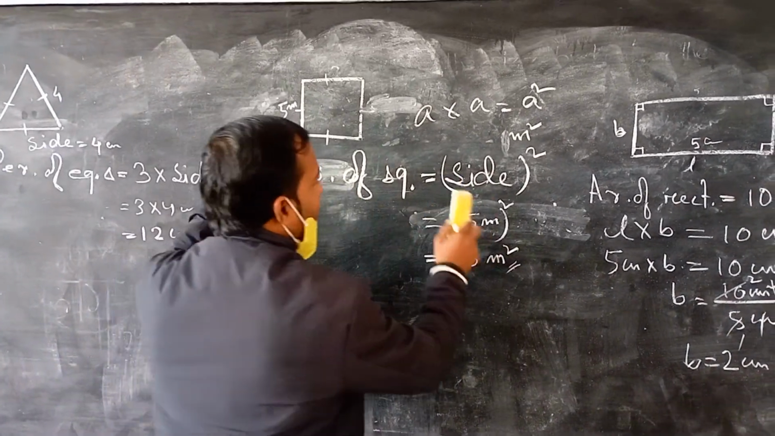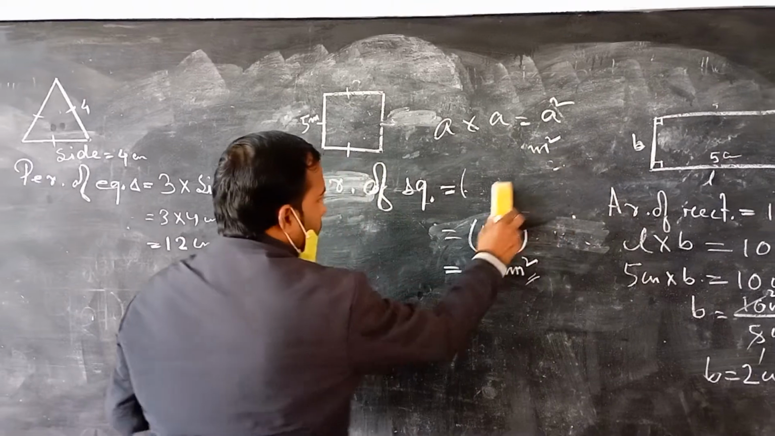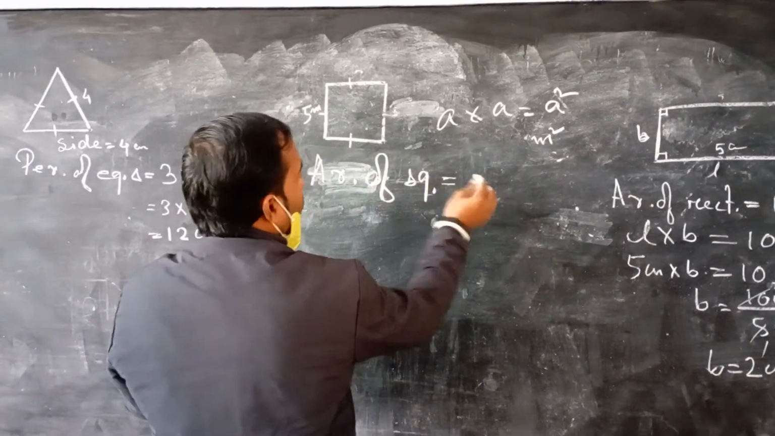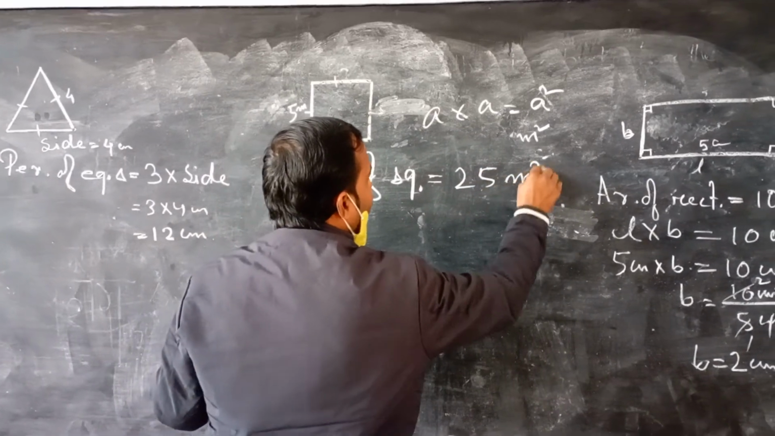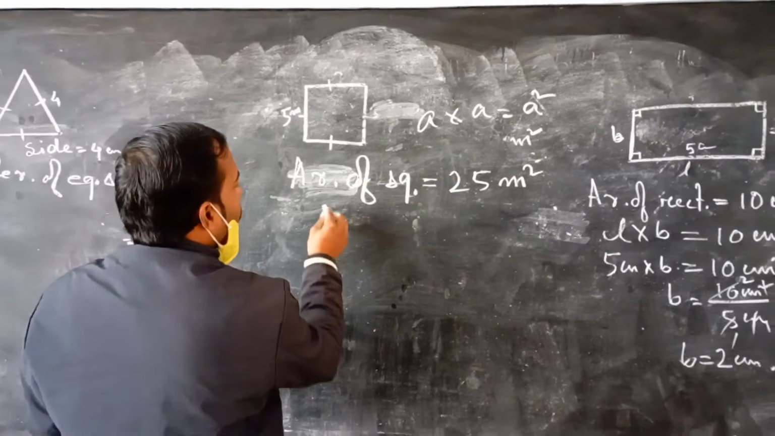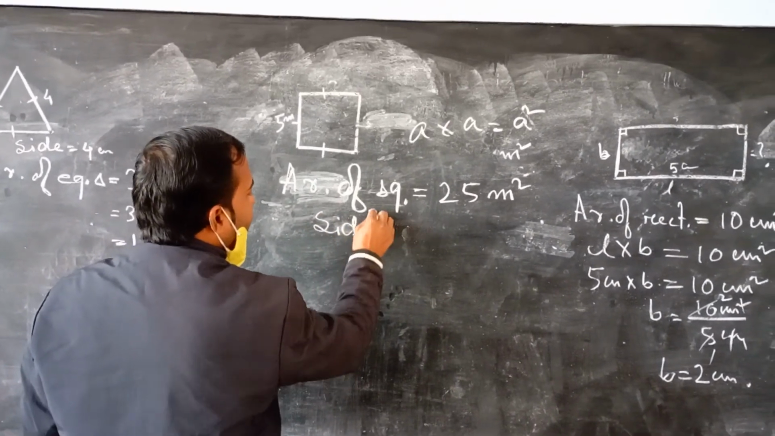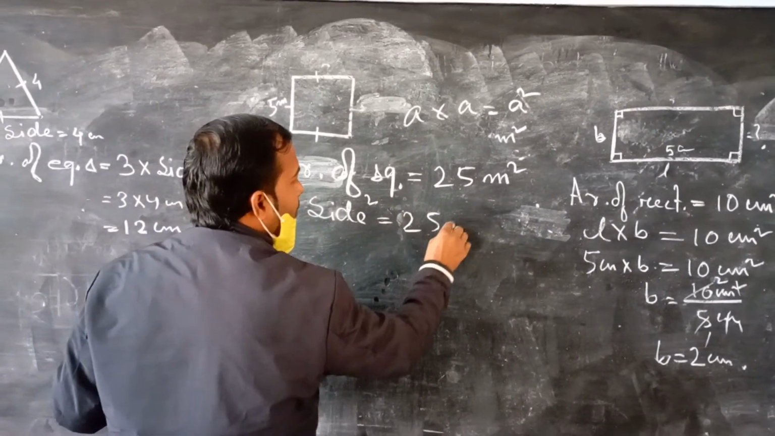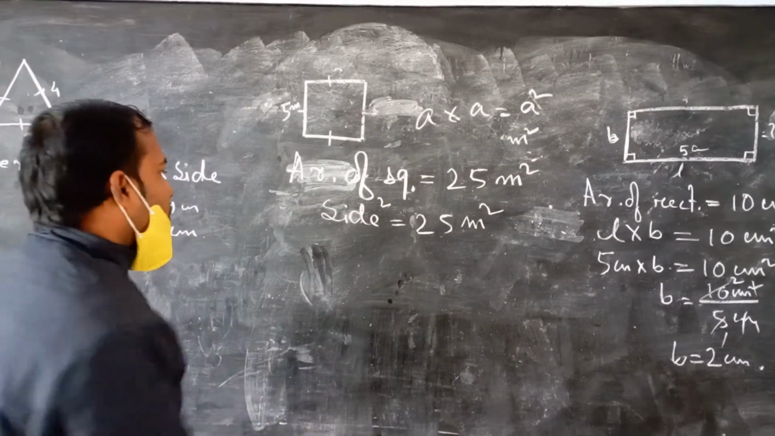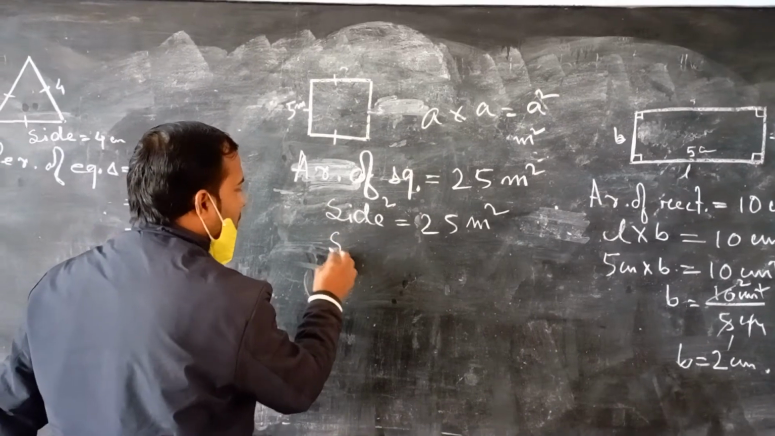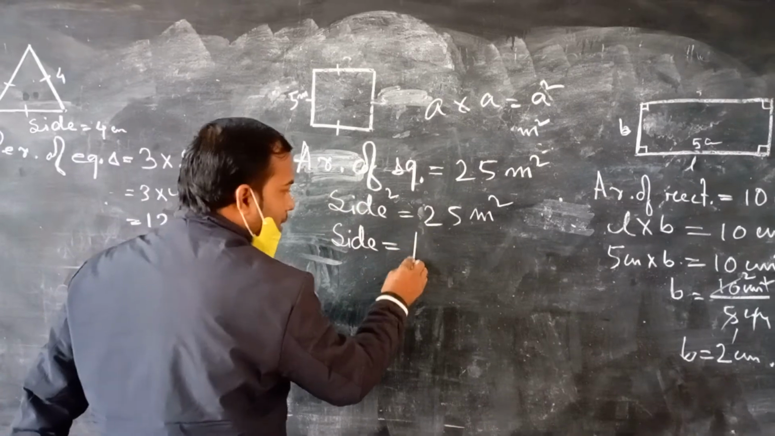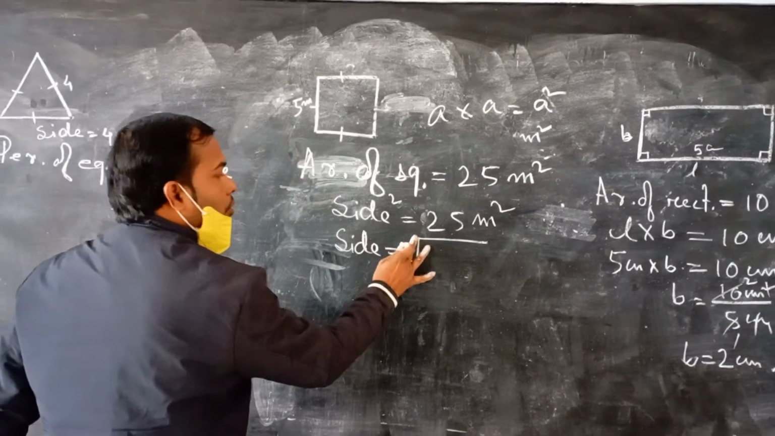Suppose for the same I am doing. Area of square is suppose given 25 meter square. We have to find the side. Then area of square, we know area of square is equal side square is equal 25 meter square. Then here you can use two methods. First I am doing this method. Side is equal, when you remove this square, then here you have to put square root.